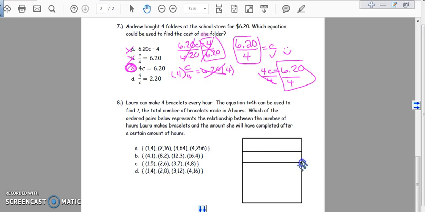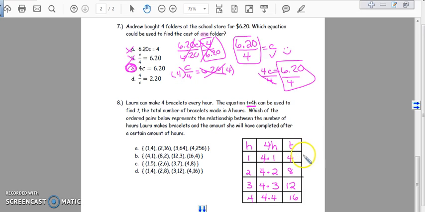So 1, 2, 3. Again, we're going to use their equation, 4H. And H again is the hours, and T is how much she's going to make. I got that from right up here, and we're going to do it for 1, 2, 3, 4 hours. So 4 times 1 hour, she only made $4. 4 times 2 hours, she would make $8. 4 times 3 hours, she would make 12. And 4 times 4 hours, she would make 16.